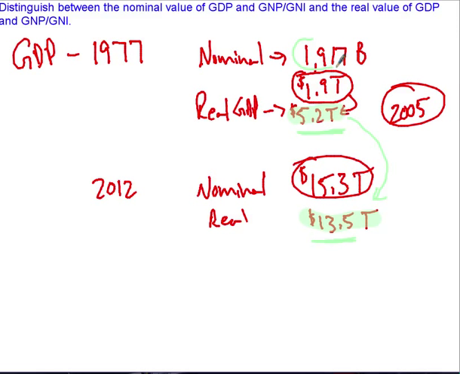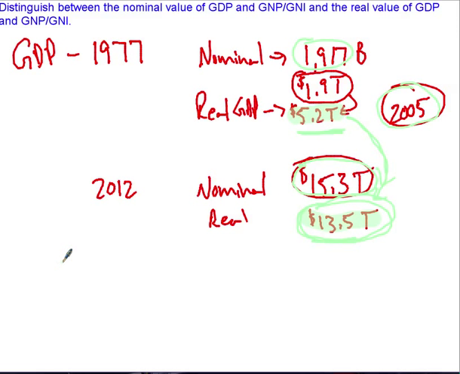So this is what I want you to look at. Nominal values are simply the dollar value at the time. Today, if you add up everything that we produce and use the dollar value of today, it's worth 15.3 trillion. But if we take everything that we produce and pretend that it was produced in 2005, it would have been worth 13.5 trillion. So putting it in real values allows us to compare.